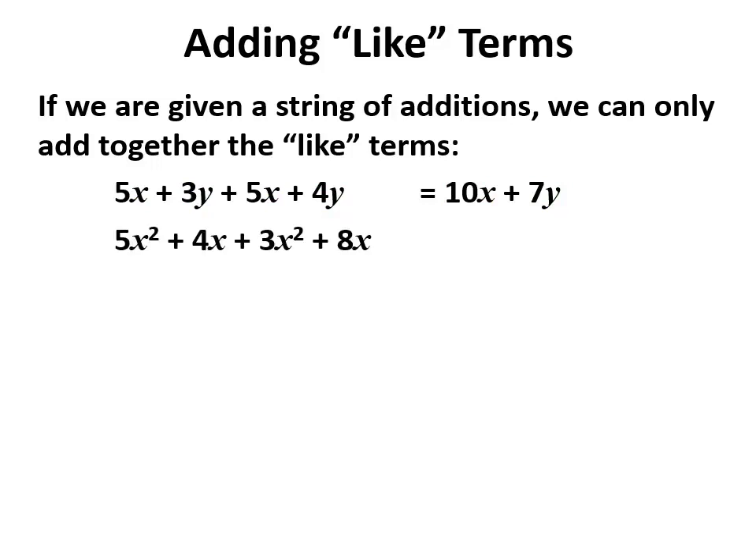Again, we identify that we have some x squared terms and some x terms. We add the x squared terms, 5 and 3 is 8, 4 and 8 is 12, and then we stop because x squared and x are not like, cannot be added together.